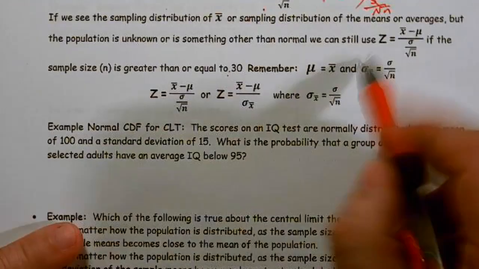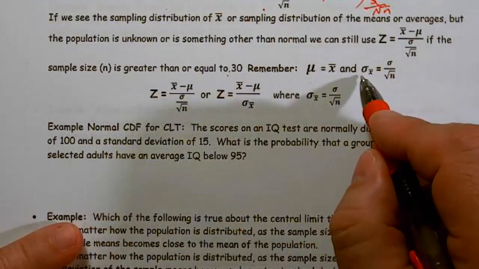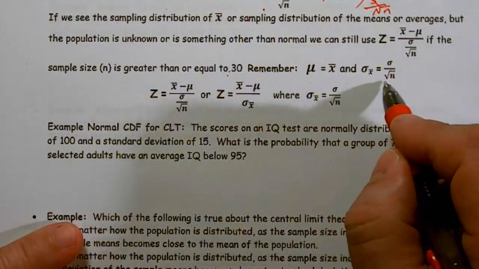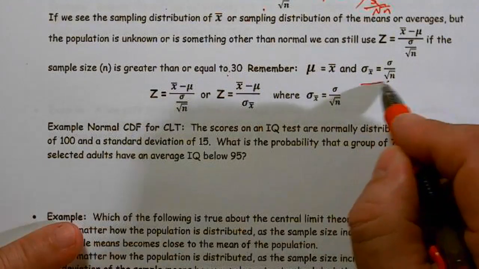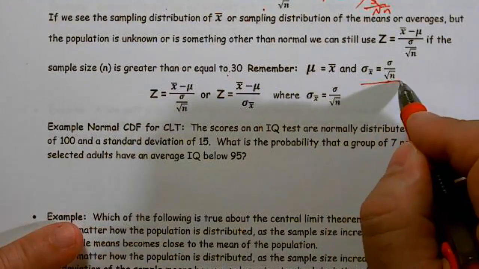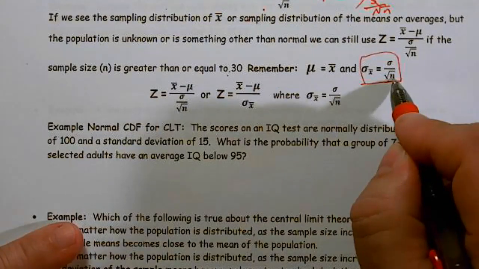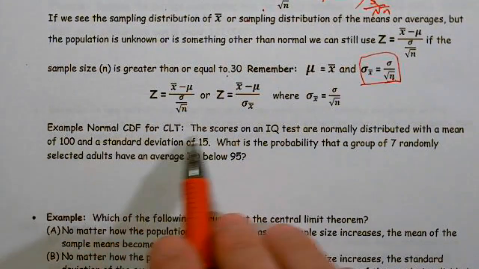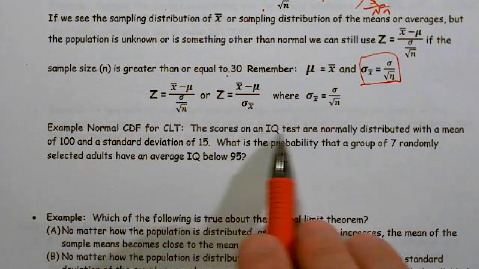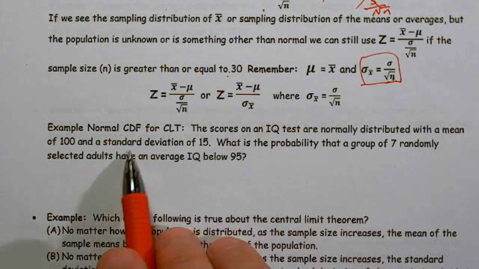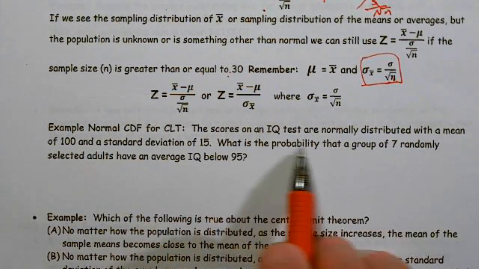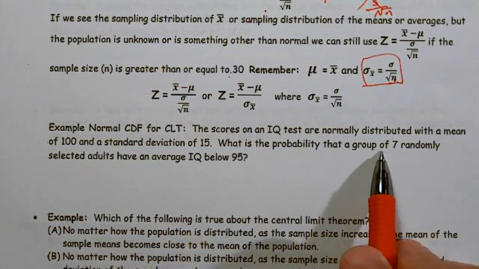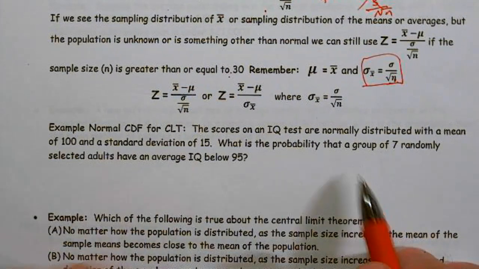So regardless of what happens, if we have a sample size greater than 1, and they're asking for the distribution of means, it doesn't have to be 30 or larger. This will be the standard deviation, but it doesn't become normal until the sample size is 30 or larger. So, example: the scores on an IQ test are normally distributed with a mean of 100 and a standard deviation of 15. What's the probability a group of 7 randomly selected adults have an IQ below 95?